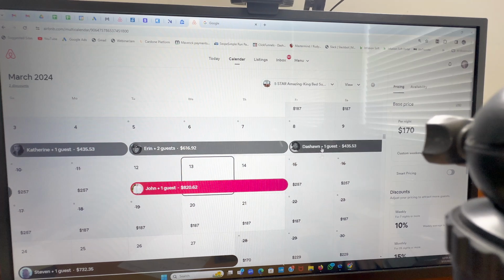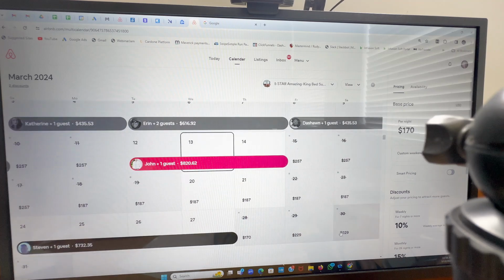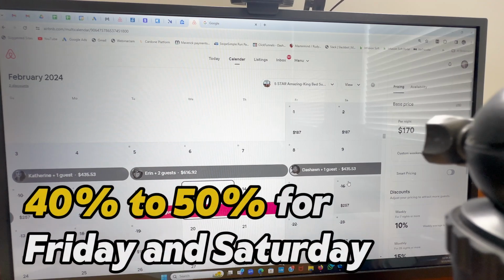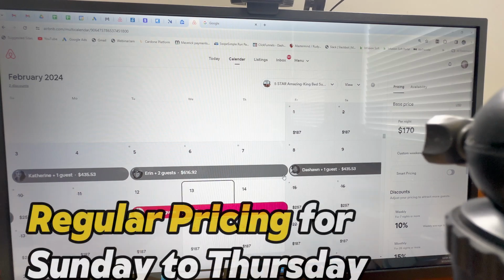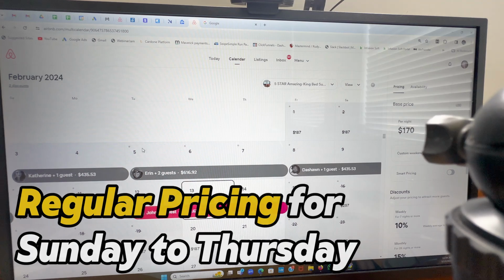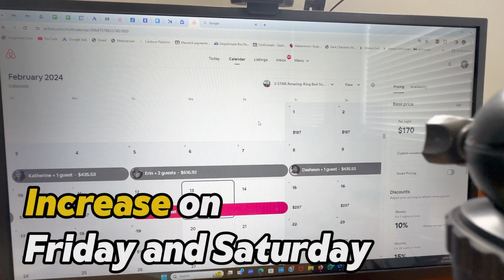Weekends are always going to be more expensive. You see, my average daily rate here is 170, but look at my weekends. 257, 229, right? 187, 187. They're higher than the 170. I recommend, if you're going to do weekends, I would go up about 40 to 50% for Friday and Saturday. Sunday, Monday, Tuesday, Wednesday, Thursday, your regular pricing, and then increase Friday and Saturday.